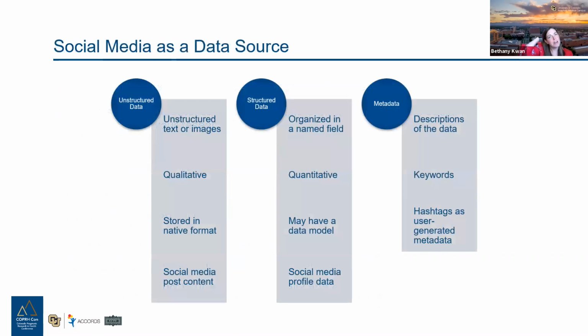Okay, so now in our last 10-15 minutes or so, we want to talk a little bit about how you actually get data from social media. Very briefly, there are a few different types of data you can get. First, there's unstructured data, so this is unstructured text or images. It's often considered more qualitative data. It's stored in what's called a native format, native being exactly the way it was generated. It might include things like social media post content, so the tweets that people use would be considered unstructured data.